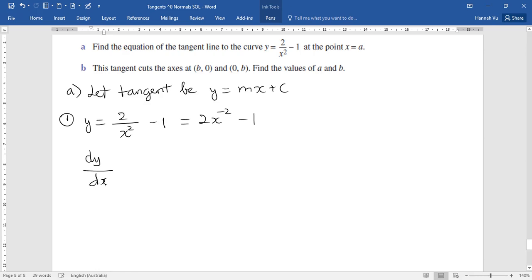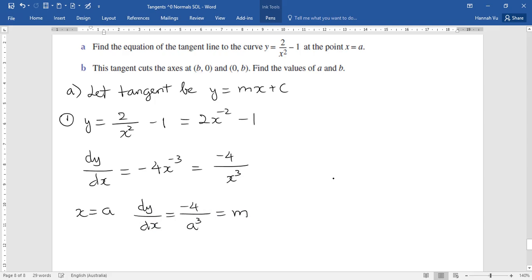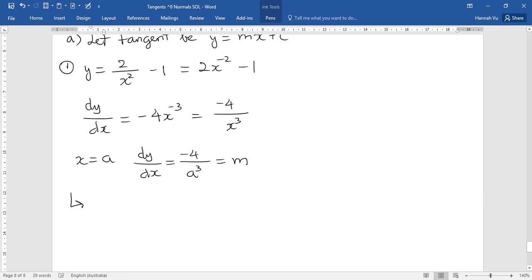dy dx, to make it easier to derive, is now negative 4x to the power of negative 3, which is negative 4 over x cubed. So when x equals a, dy dx will be negative 4 over a cubed, and this is also going to be the gradient of the tangent, which is m. So right now we have y equals negative 4 over a cubed x plus c.